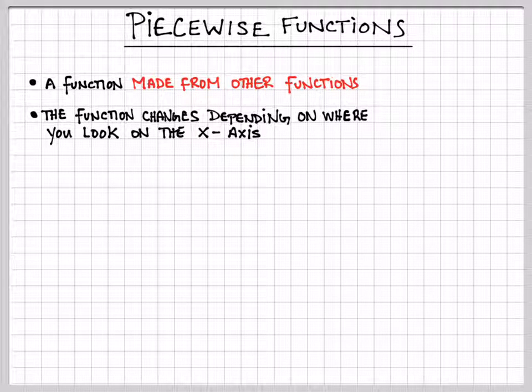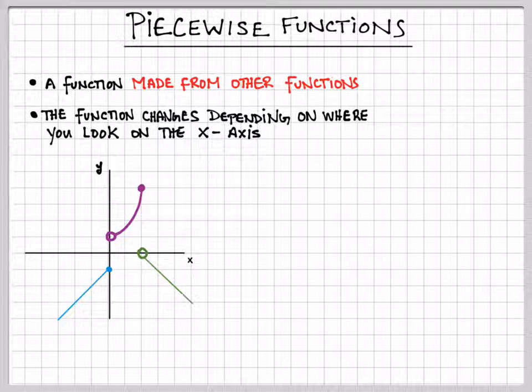In this video, we're going to be studying piecewise functions. These are functions that are made from other functions. The function itself will change depending on where you look on the x-axis. Here's some examples. In this graph, you've got three parts. You've got the blue, purple, and green part. This function is made up of three different functions.